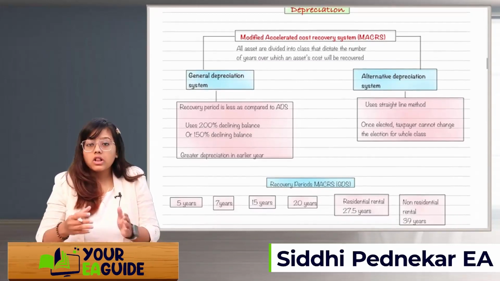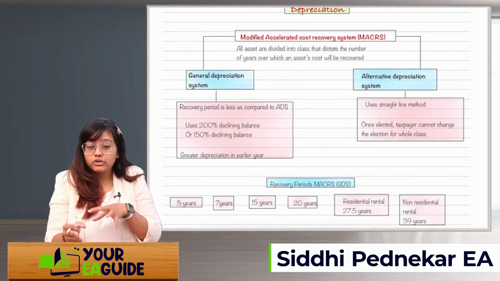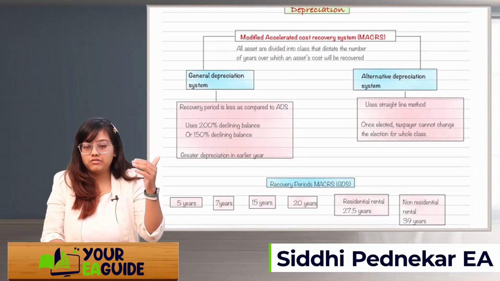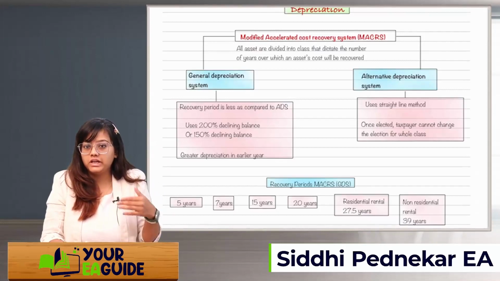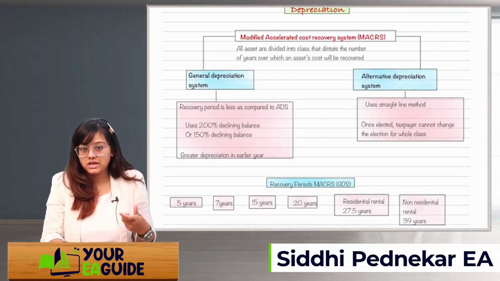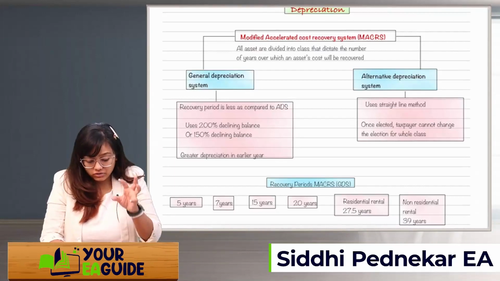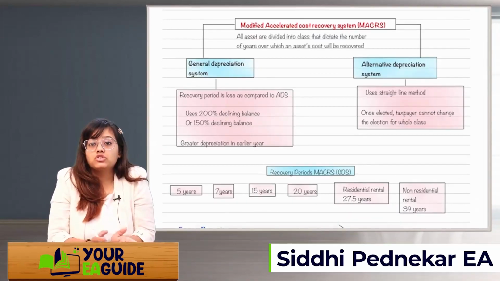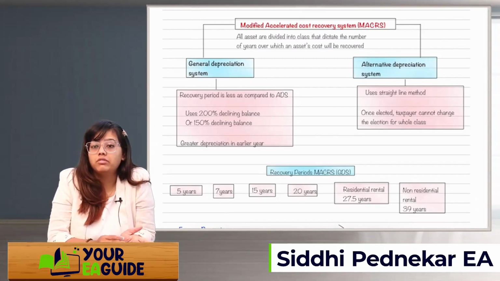Okay. All assets are divided into different classes, right? Equipment is there, furniture is there, computer is there, vehicle is there. So these are the classes, and assets are divided into those classes, and that will dictate the number of years over which the asset cost will be recovered.